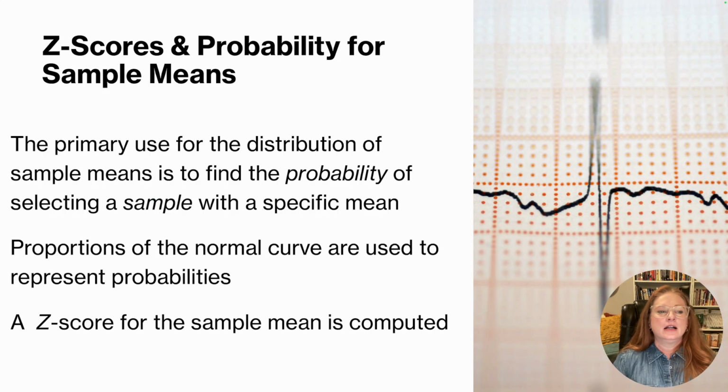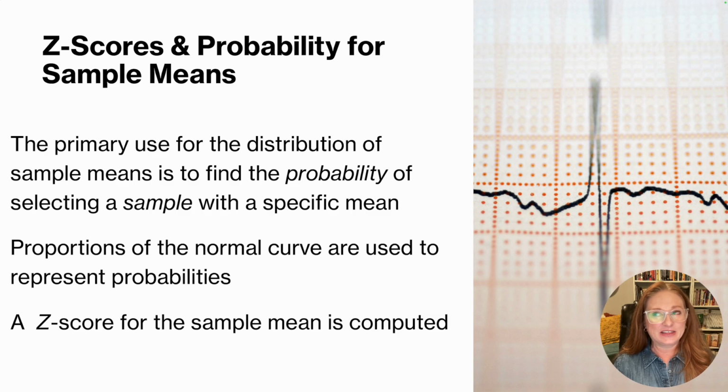Okay. So the primary use for distribution of sample means is to find the probability of selecting that sample within whatever kind of specific mean you're looking for. The proportions of the normal curve are used to represent probabilities. And that's where your Z table comes in, right? So a z-score for the sample mean can be computed just like a z-score for your one individual raw score can be computed.